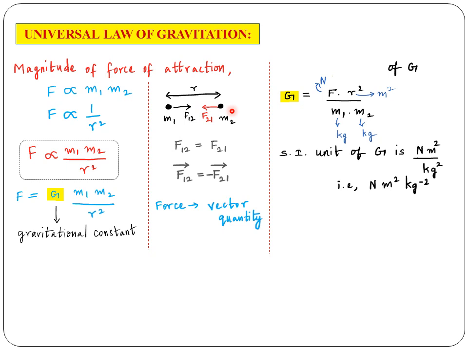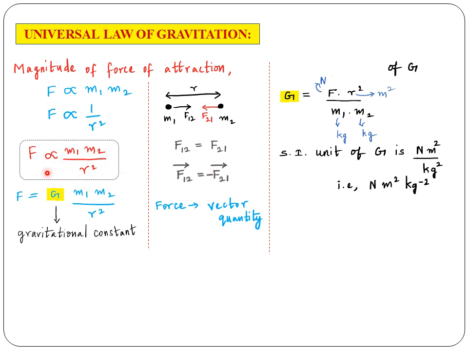Similarly, the force F21 on mass m2 is towards mass m1 along the same line. So we have F12 equal to F21. They are equal in magnitude, but opposite in direction. Force being a vector quantity, vector F12 is equal to minus vector F21, which means the two forces F12 and F21 are equal in magnitude but act in opposite directions.